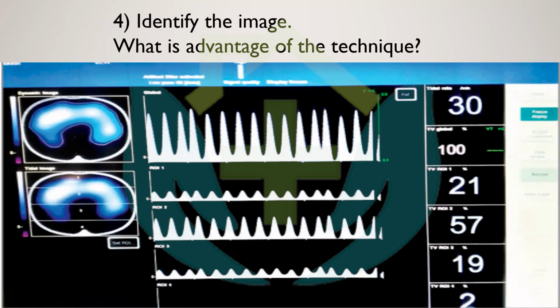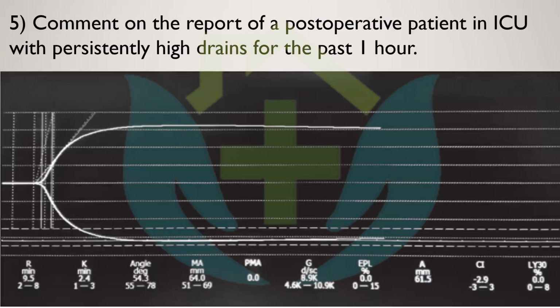Okay, fine. Fair enough. Comment on the report of a post-operative patient with persistently high drains for the past 1 hour. What is this and what is the abnormality? This is thromboelastography, and this is hypercoagulable state, prolonged clotting time. Okay.